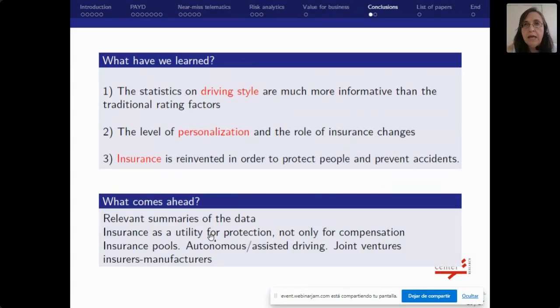A utility, I mean, the electricity bill works like this. We pay a flat rate, and there is something coming out depending on when we are using electricity in our house. Then we will see also insurance pools. That's a different concept that I can go back to if you're interested. But we can see joint ventures between insurers and manufacturers, because the devices can already be built into the car when the car is in the factory. So they come already with all these data collection devices.